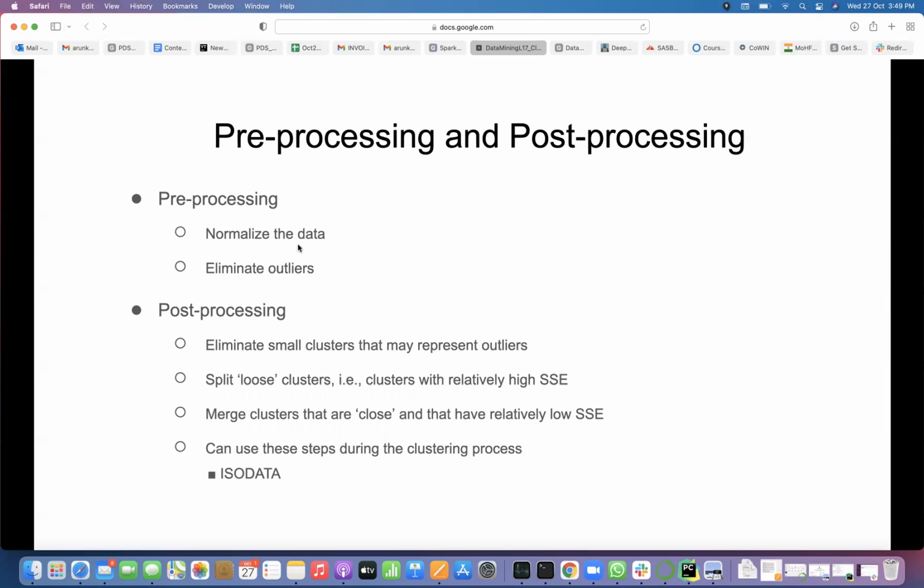In pre-processing, you can normalize the data. That will help, because attributes which have higher values will have more impact in the distance measure; after normalizing, all will have the same contribution. Eliminate outliers, this also you can do before clustering. Post-processing: eliminate small clusters that may represent outliers, just remove small clusters. Split loose clusters, that is, clusters with relatively high SSE. If you find some cluster has high SSE, then split it. Merge clusters that are close and have relatively low SSE. You can use these steps during the clustering process.